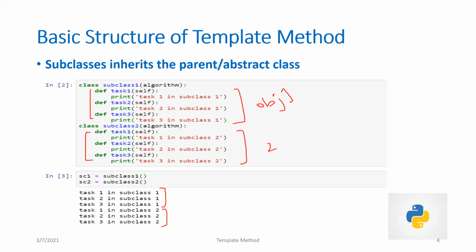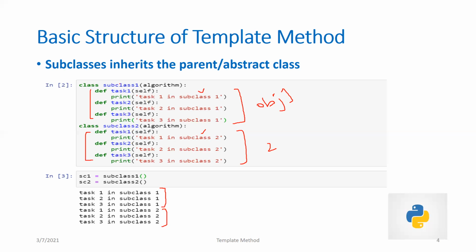But you may ask me, the whole task is the same for subclass one and subclass two? No, they are not the same because their output is different. You see here, task one of subclass one prints that task one in subclass one, while subclass two prints task one in subclass two. So these are two different results from two different subclasses. That means, according to the definition of method overriding, method overriding is happening there.